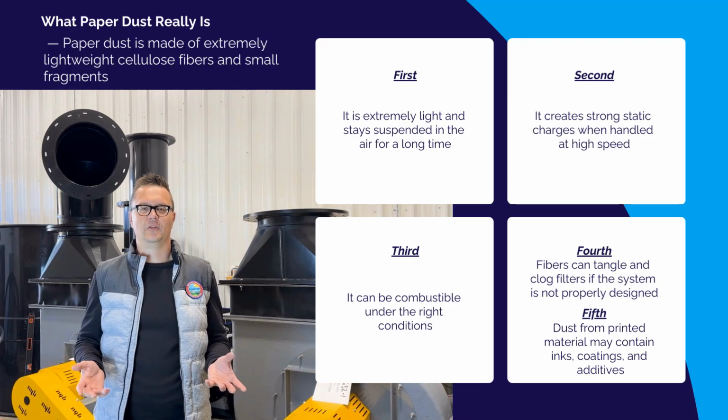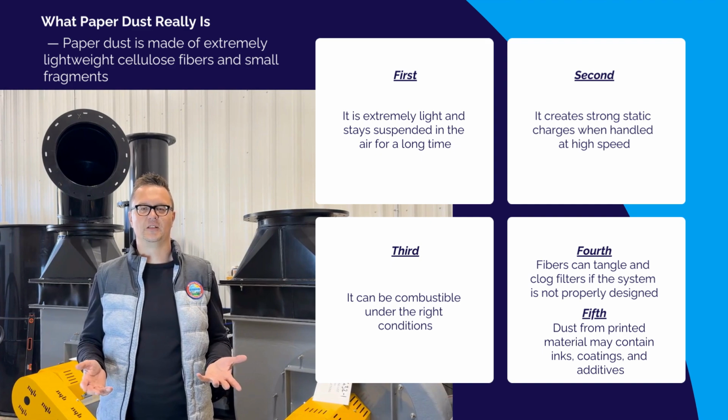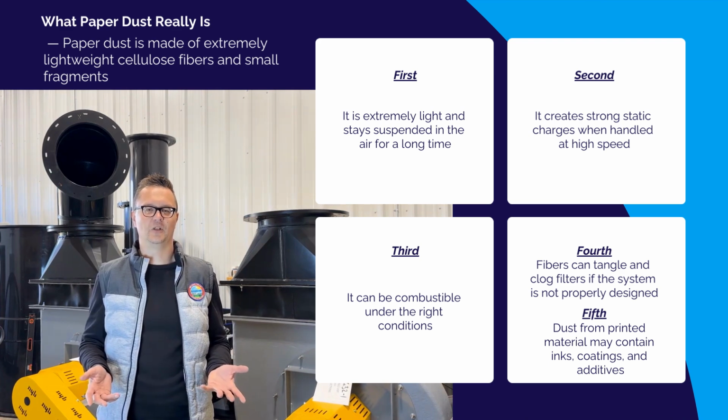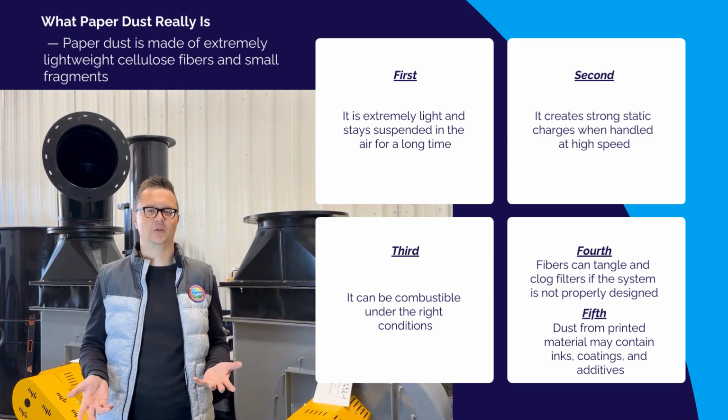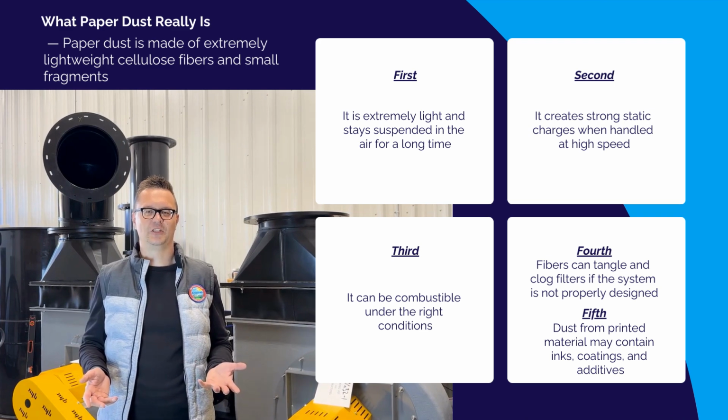Paper dust is made of extremely lightweight cellulose fibers and small fragments that break off during cutting, shredding, printing, trimming, and recycling operations. Typical particle sizes range from several microns to several millimeters, depending on the equipment. What makes paper dust unique is this.